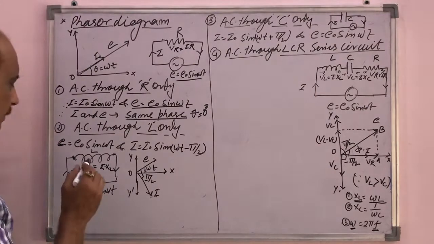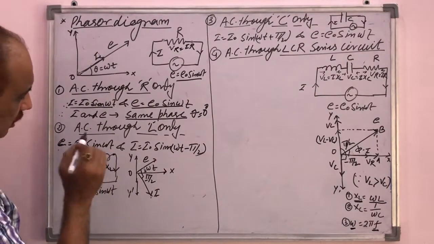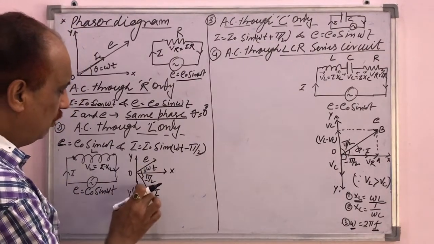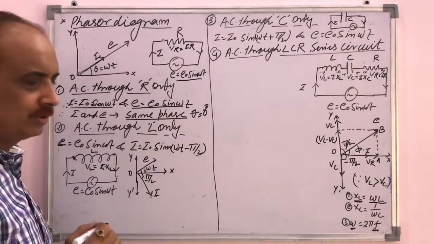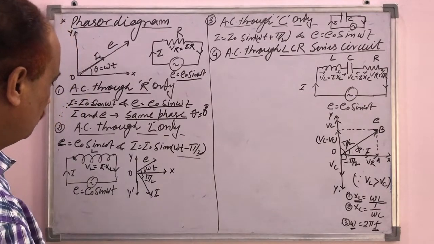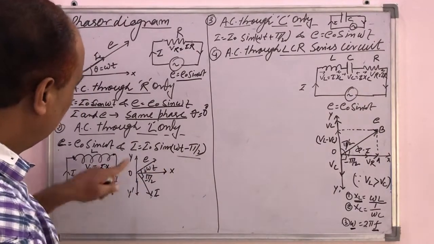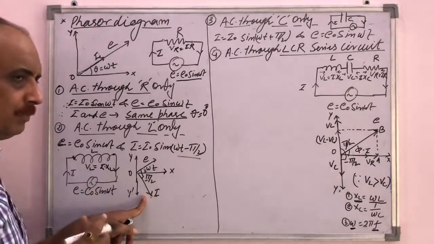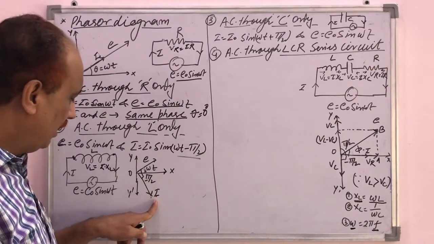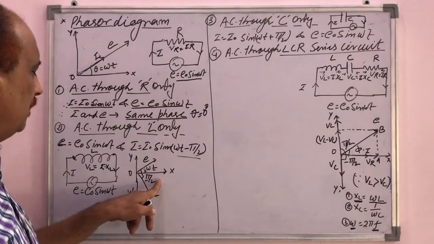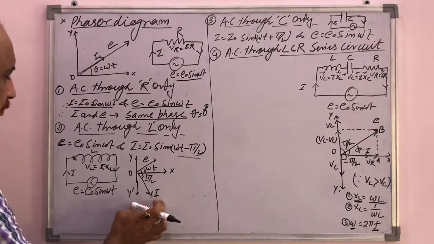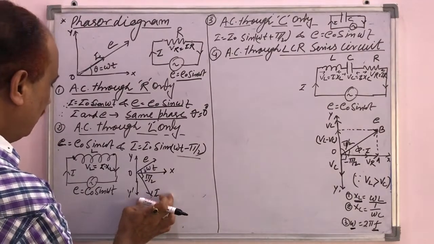In that situation, the EMF is represented by E equal to E naught sin omega t, because the phase angle between E and I is equal to minus pi by 2. So we have to write the equation for the I equal to I naught sin (omega t minus pi by 2). In that situation, the EMF leads the current by the phase angle pi by 2, or in other words, current I lags behind the EMF by the phase angle pi by 2. This is the phasor diagram for the inductor when only the inductor is connected in the circuit.